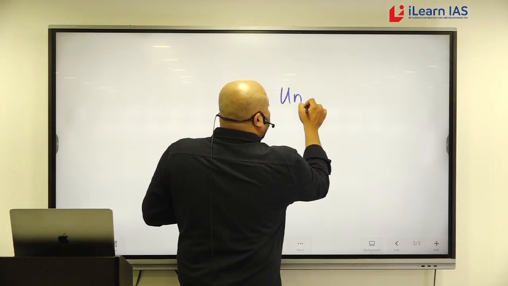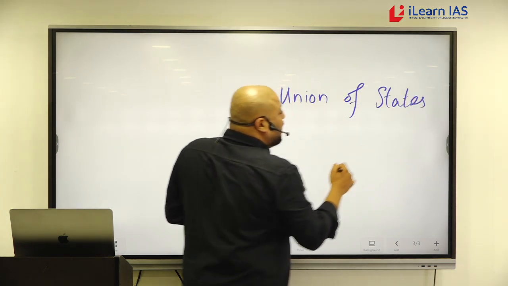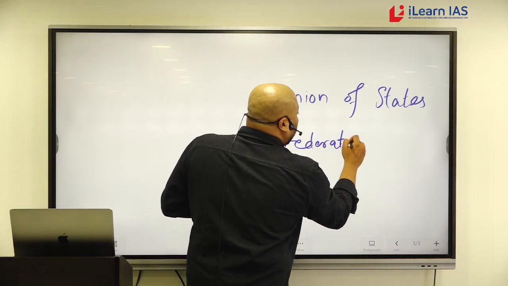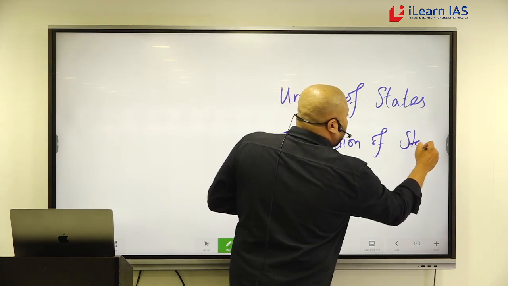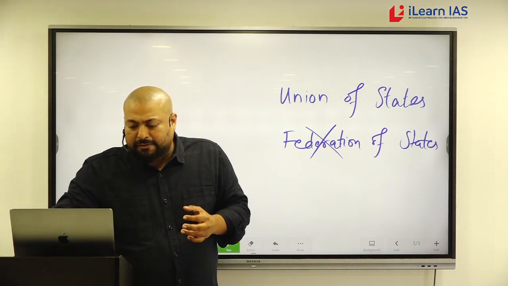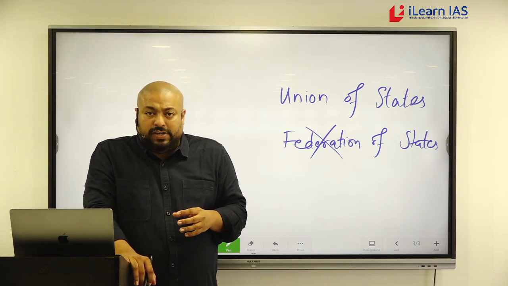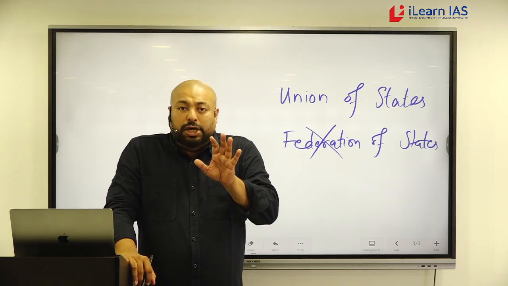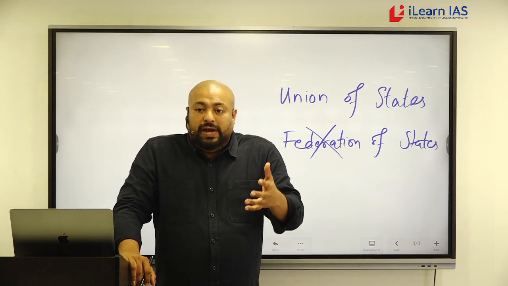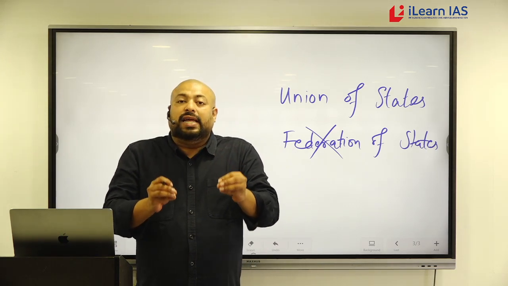So you should clearly understand what is meant by union of states. See, we never identified ourselves as a federation of states. Why? Because Ambedkar himself explained in the Constituent Assembly that instead of identifying ourselves as a federation of states, we identify ourselves as a union of states because, first reason, India is not an example where the states have come together, come into an agreement and resulted in a federation.